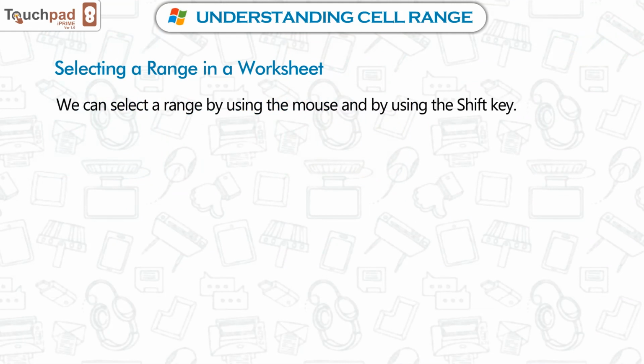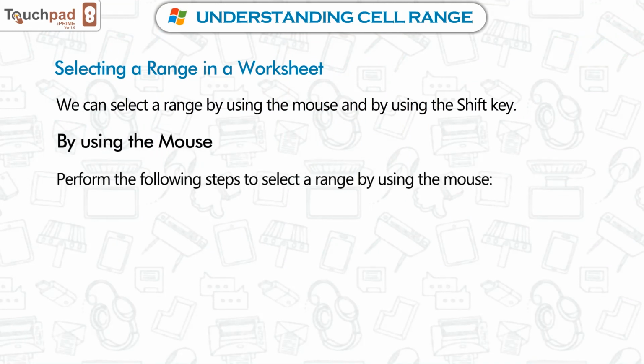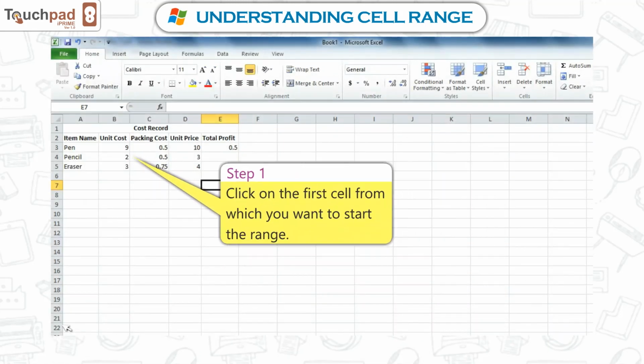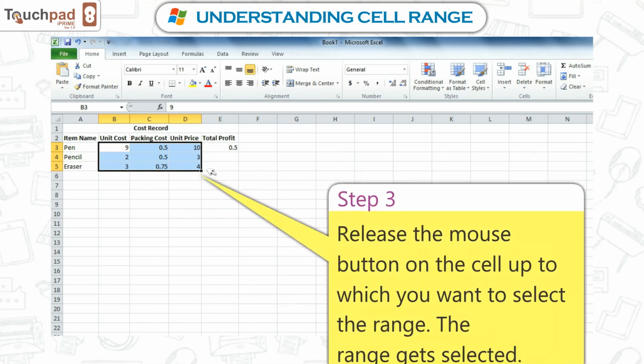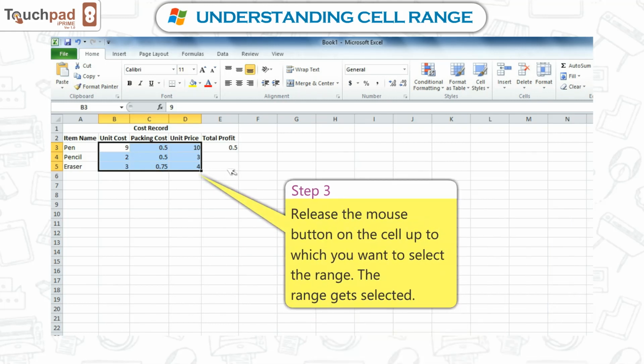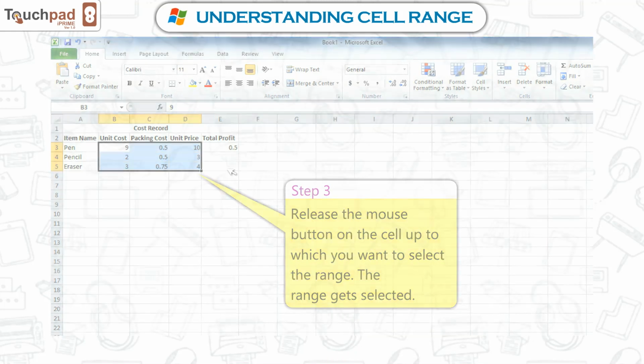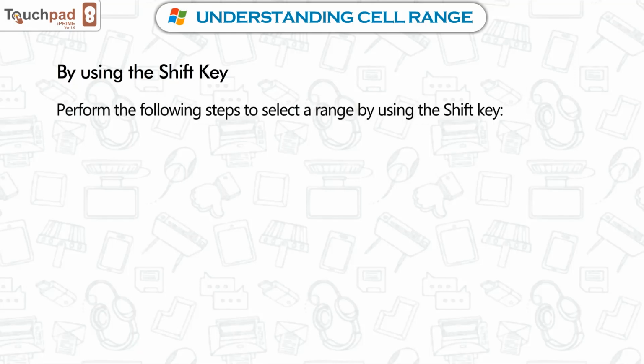Selecting a range in a worksheet. We can select a range by using the mouse and by using the Shift key. Perform the following steps to select a range by using the mouse. Step 1. Click on the first cell from which you want to start the range. Step 2. Press and hold down the left mouse button and drag the mouse diagonally to select the desired range. Step 3. Release the mouse button on the cell up to which you want to select the range. The range gets selected.